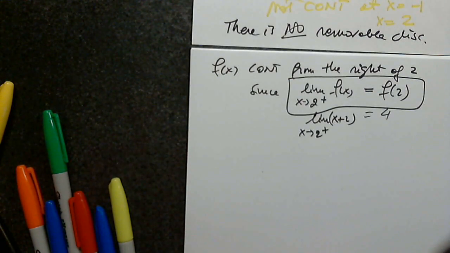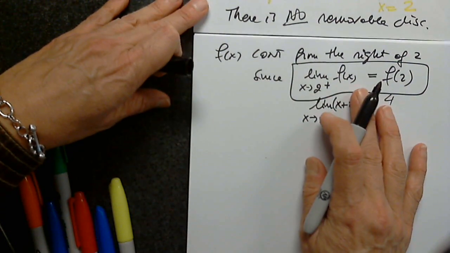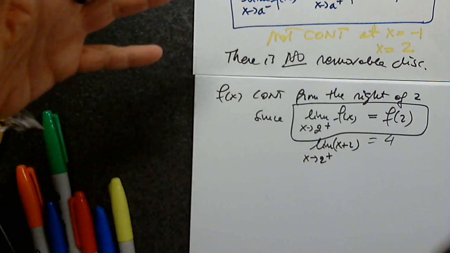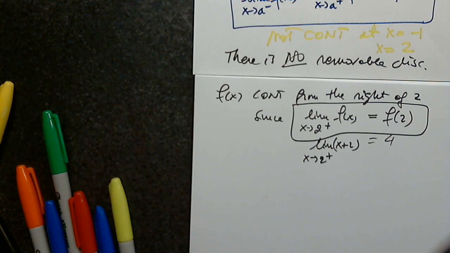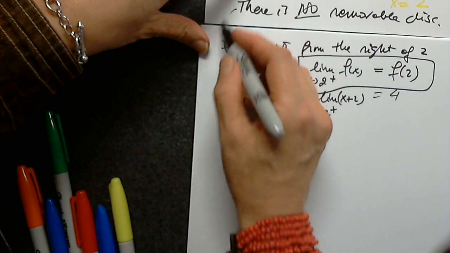And in order to explain, I could say there is no removable discontinuity because there is no point at which the limit from the left equals the limit from the right, but does not equal the function value at that point. So I can write that because it's asking me to explain.